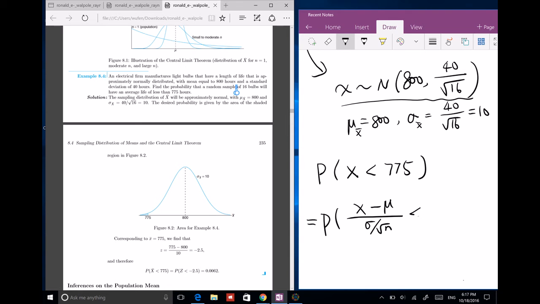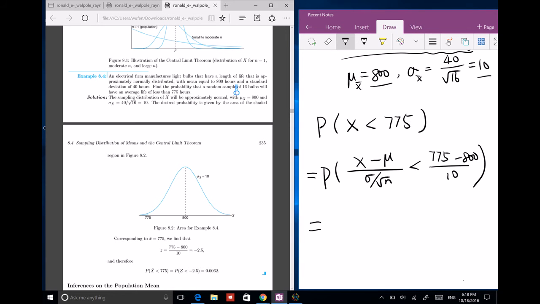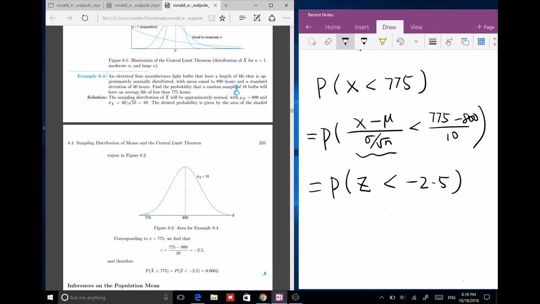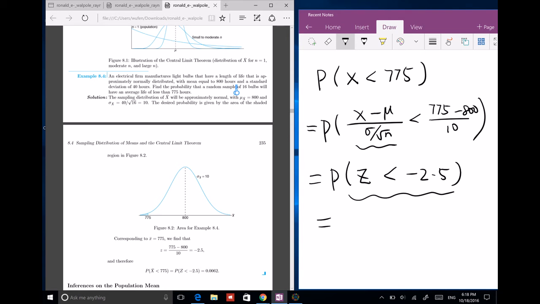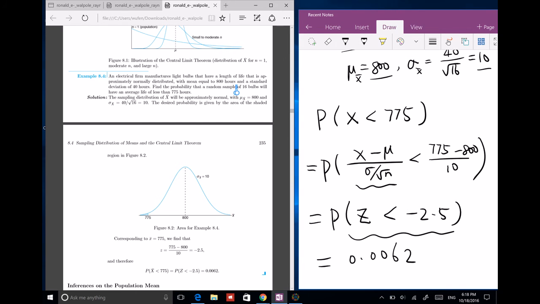So, less than 775. The mean value is 800, and the standard deviation sigma over square root of n is 10. Then this is a z-score, the standard normal distribution. Now z is less than negative 2.5, and you can directly use the normal distribution table, which we introduced in the previous chapter. This gives you 0.0062.